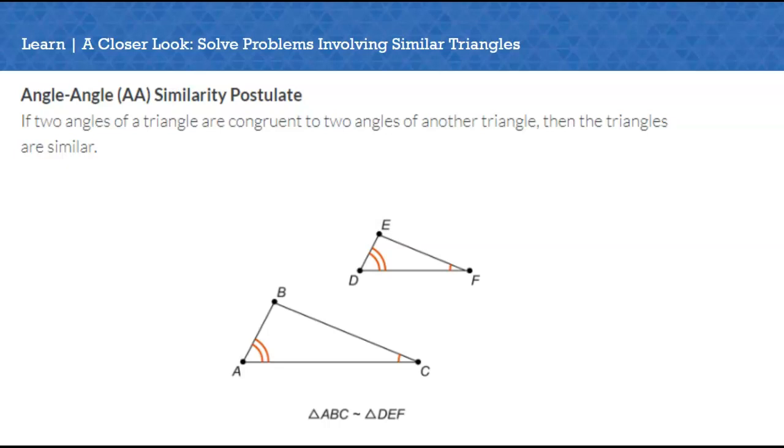We are going to use the angle-angle similarity postulate, which says if two angles of a triangle are congruent to two angles of another triangle, then the triangles are similar. Notice all we need to know is: are they or are they not? Postulates are "because I said so." It's true, it does not need to be proven.